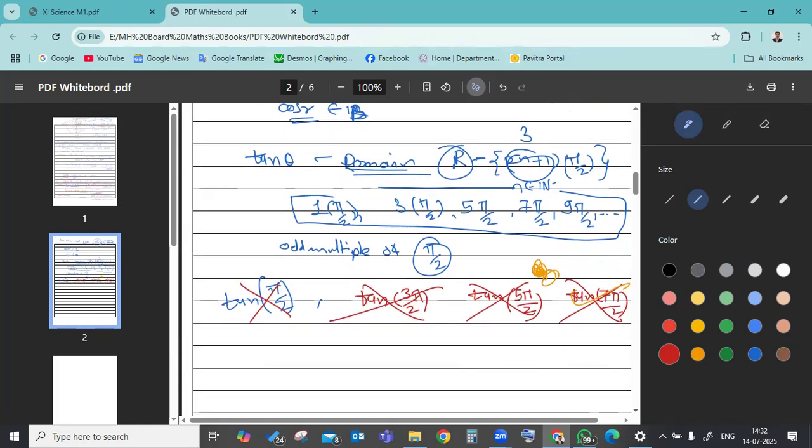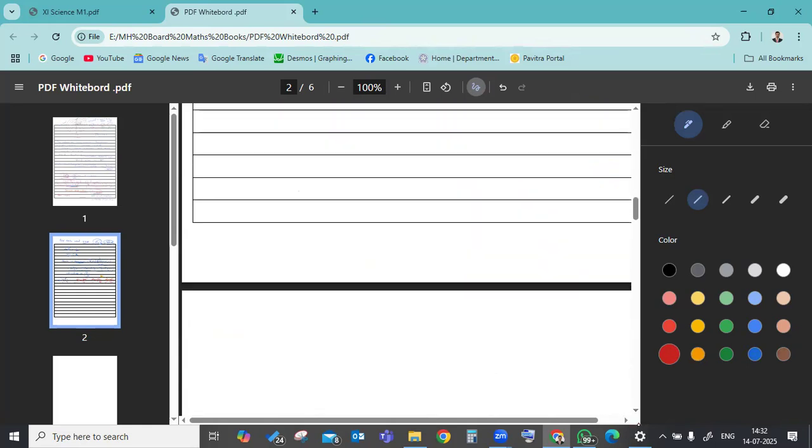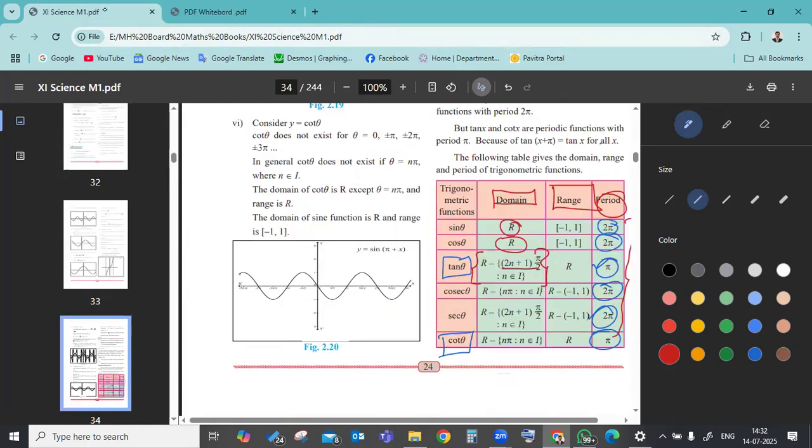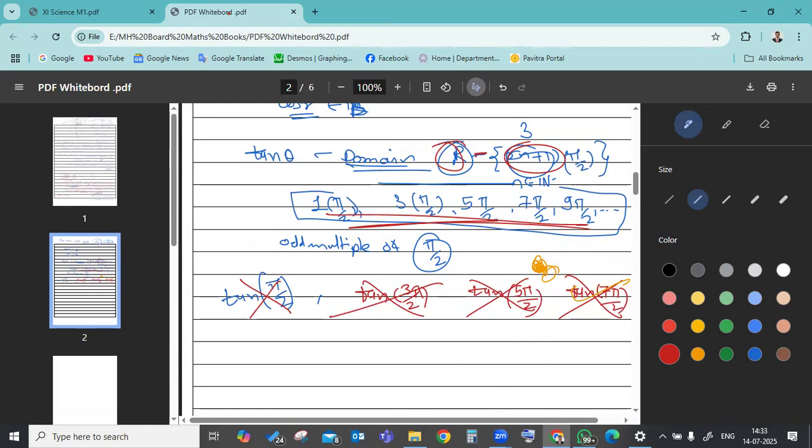Okay. The domain of tan theta is all real numbers except these values. This means R minus (2n+1)π/2. All odd multiples of π/2 are subtracted from the set of real numbers, and whatever is left is taken as the domain. Domain means the set from which the inputs for the tan ratio are chosen.